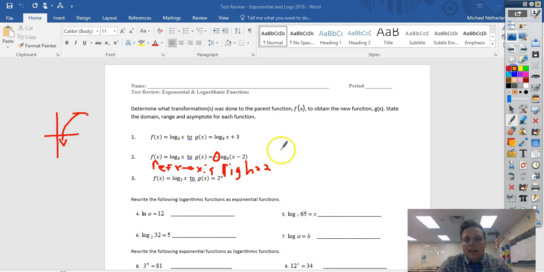Well, it would definitely affect my domain, right? My domain's not going to be from 0 to infinity anymore. Now it's going to be from 2 to infinity. And then think about your range. Is your range going to be negative infinity to positive infinity still? Yep. Still going to be all real numbers. I'm trying the funky R.